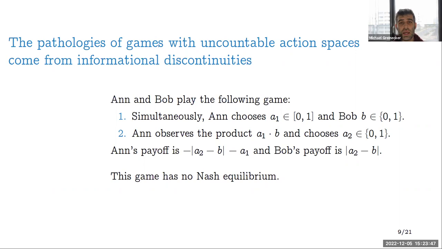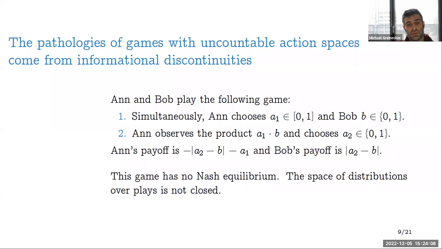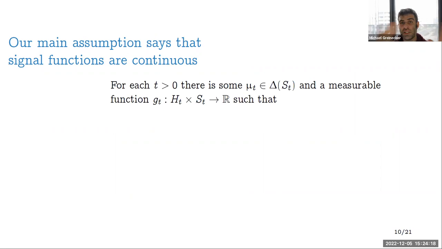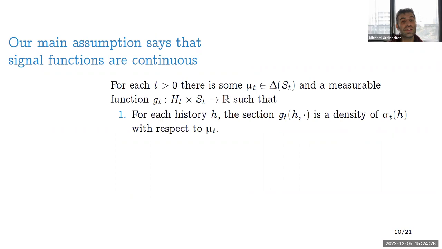One of the first papers that observed that this problem can occur is a 1985 paper by Milgrom and Weber. It was a paper about existence in Bayesian games, and it introduced some assumptions that we modify in a dynamic way. That's our main assumption. So we have a continuity condition, a very strong one, on the signal function, and it goes like this. For every period, there's some probability distribution on signals, and we have some function that depends on histories, stuff that happened before period T, and the current signal, so that for every history, the corresponding section is a density with respect to mu T of the signal distribution, a Radon-Nikodym derivative.